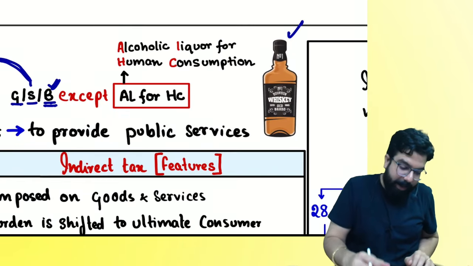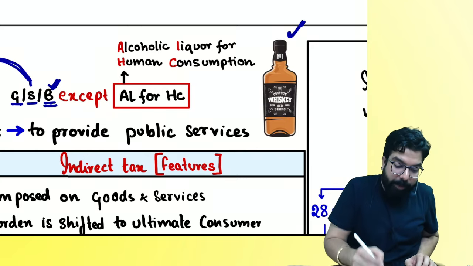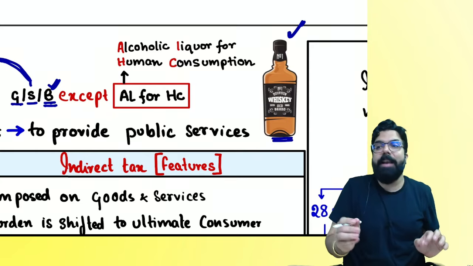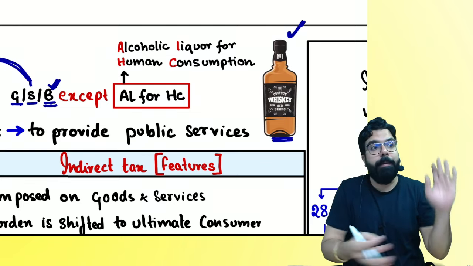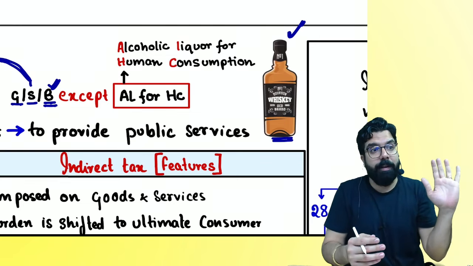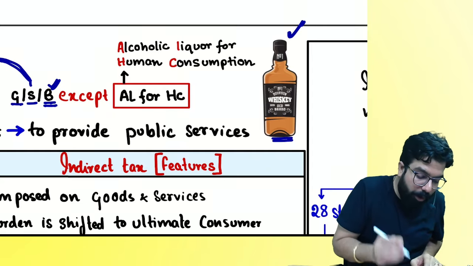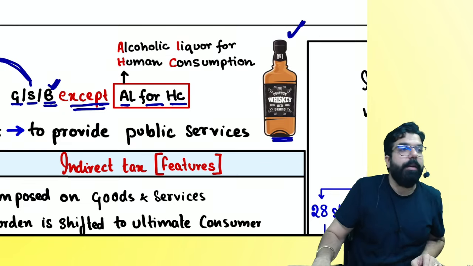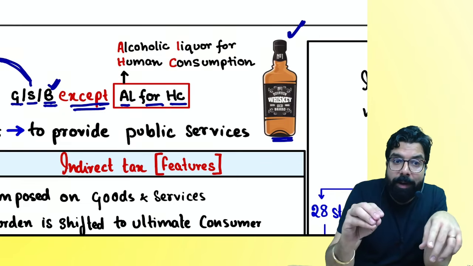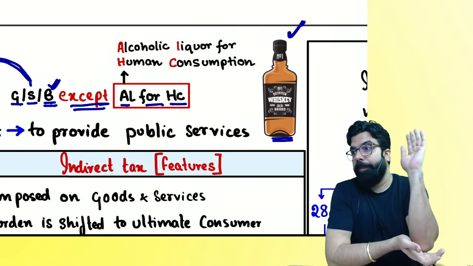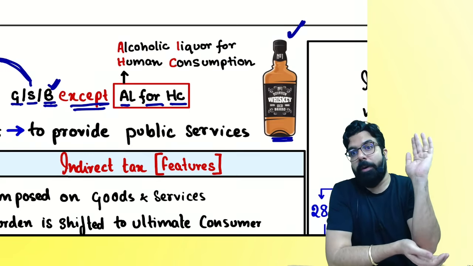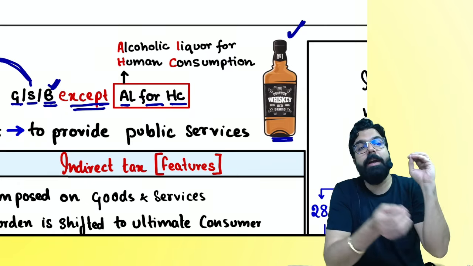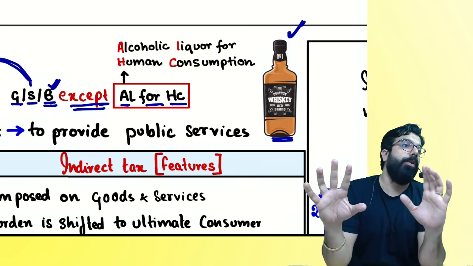Sir, you started with alcoholic liquor only. Yes, the first definition says alcoholic liquor for human consumption. They are telling alcohol for human consumption. On that, there will be no GST, except alcoholic liquor for human consumption. It means alcoholic liquor for human consumption. Bottle, yes or no? Not the empty bottle. We are talking about alcohol. They are taking all alcohol. There will be no GST.